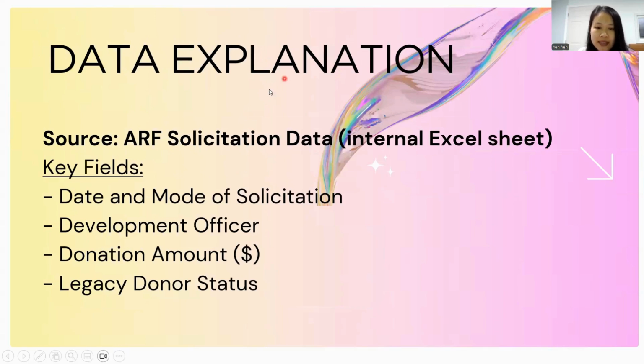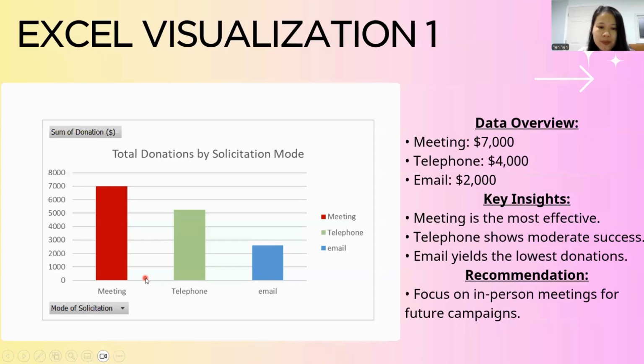Let's talk about the data. It comes from an internal Excel sheet called ARF solicitation data. The key fields we are looking at are date and mode of solicitation, think meetings, calls, and emails, the development officer handling it, the donation amount in dollars, and whether the donor is a legacy donor. That's the raw material we are working with.